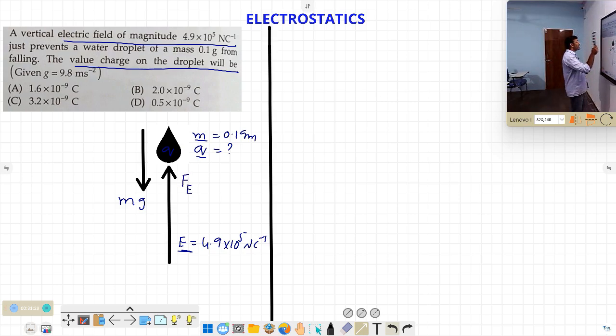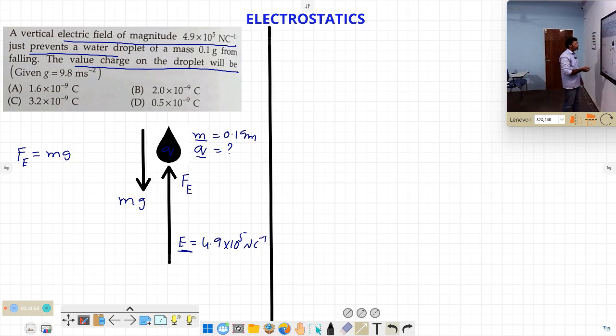So in this case, for the balancing condition, what is the question here? Preventing the water drop from falling. Preventing means it should not fall, which means it has to be in equilibrium. At equilibrium, the electrostatic force, the force by the electric field, must balance the weight of the droplet, that is mg. This is the concept here.